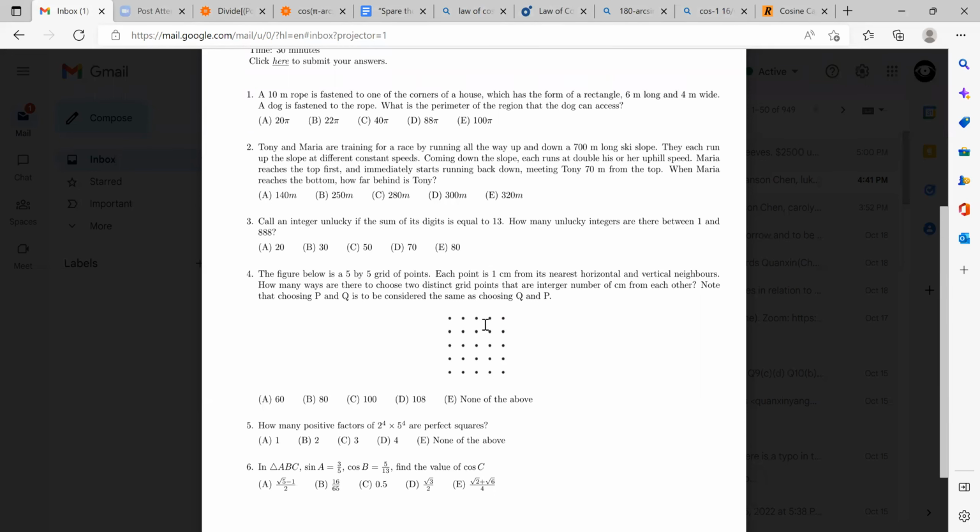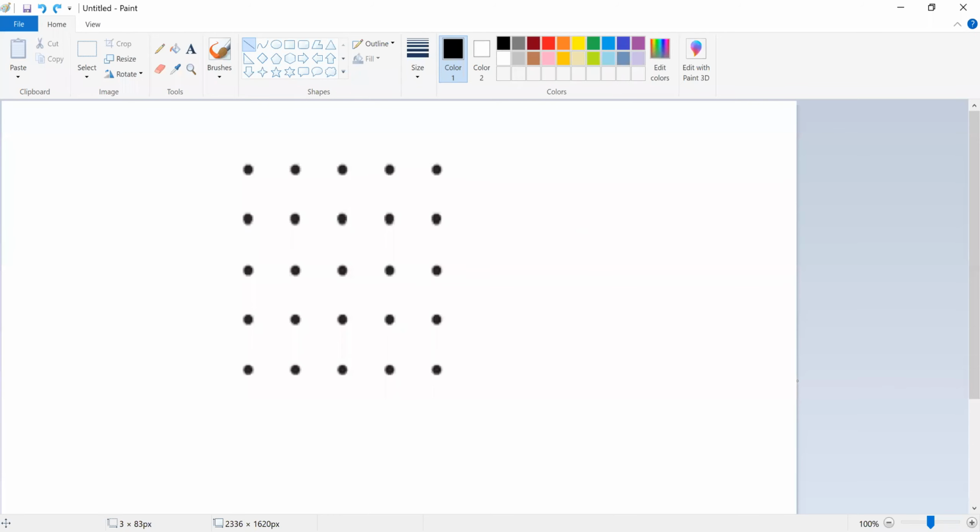And it is asking you how many ways there are to choose 2 distinct points from the grid so that they're an integer distance apart from each other. So choosing P and Q is the same as choosing Q and P, which means don't count them twice. For example, if you were to choose this point to this point, it is the same thing as this point to this point.